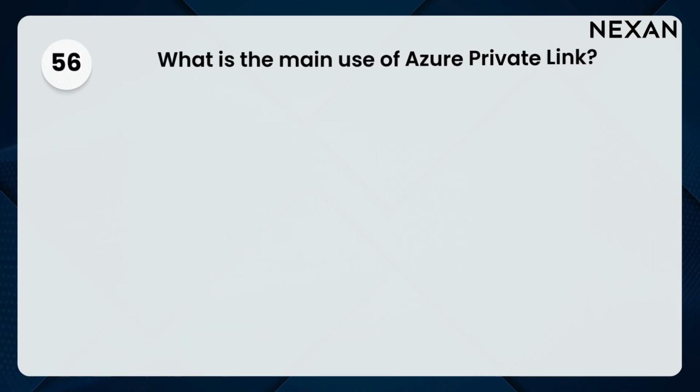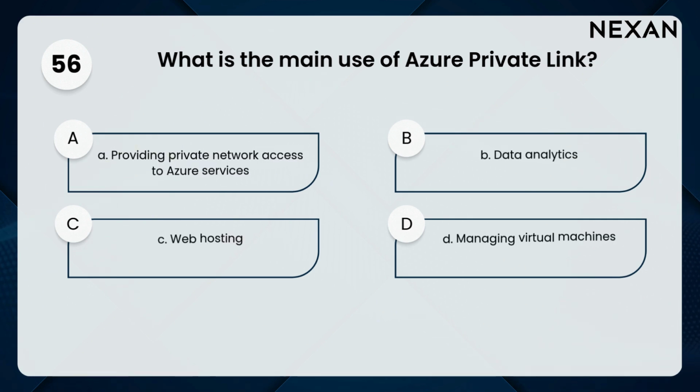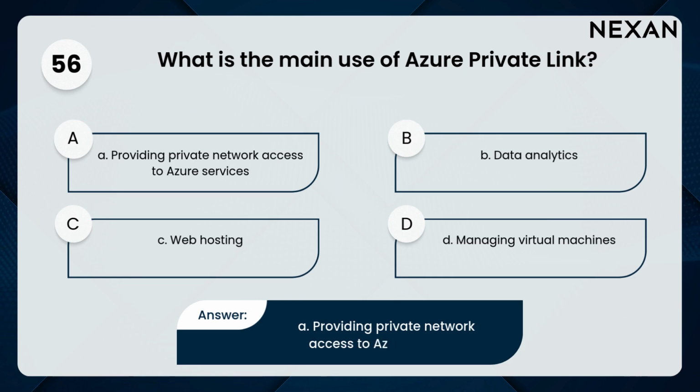56. Azure Kubernetes Service, AKS, offers: A. A serverless computing environment, B. A platform for container orchestration, C. Blockchain as a service, D. Machine learning capabilities. Answer: B. A platform for container orchestration.